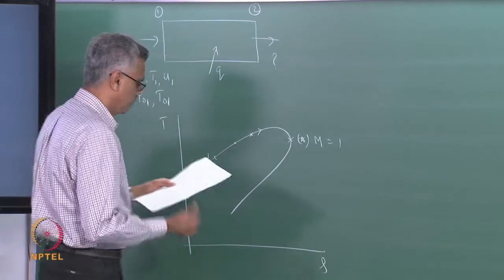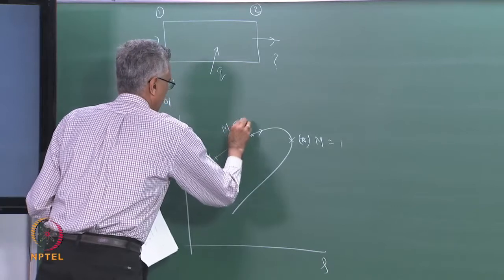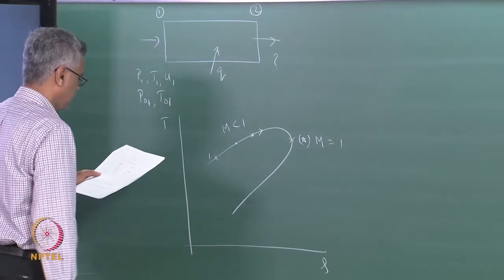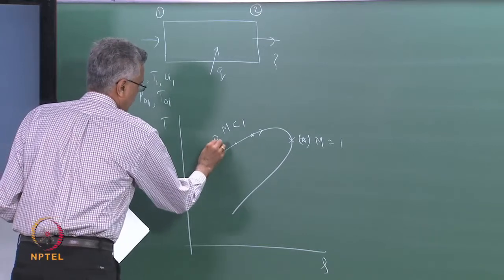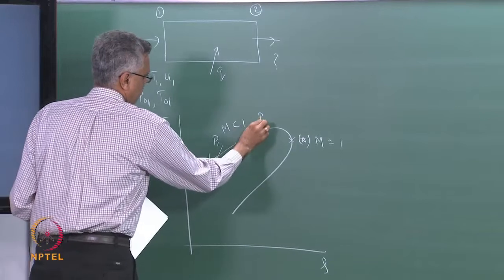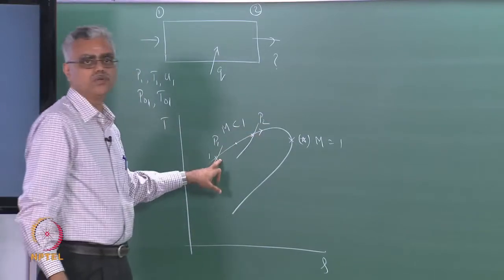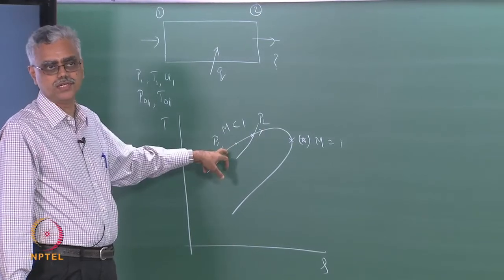And if you remember, this is the subsonic branch of the curve, and in the subsonic branch, the shape of the curves is such that the pressure P2 is less than P1. Pressure decreases with addition of heat and density also decreases with addition of heat.